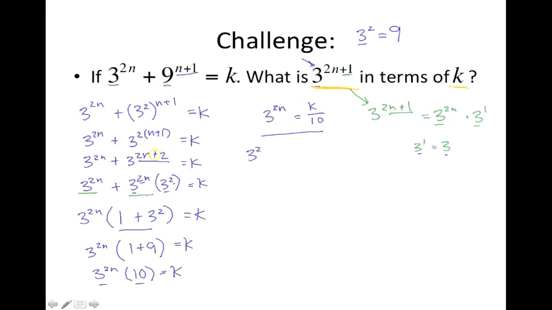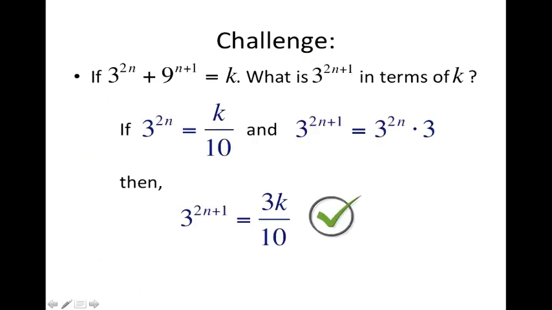So we have 3 to the 2n times 3 is equal to 3 times k over 10. So our left-hand side becomes 3 to the 2n plus 1 is equal to 3 times k over 10. And there you have it.